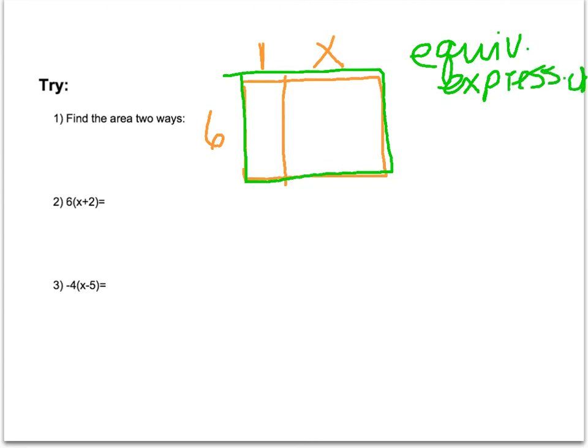The next one is just a straight algebra problem. I want you to simplify 6 times the sum of x plus 2. And the third one, same deal, negative 4 times the difference of x minus 5. Good luck, and I will see you tomorrow.